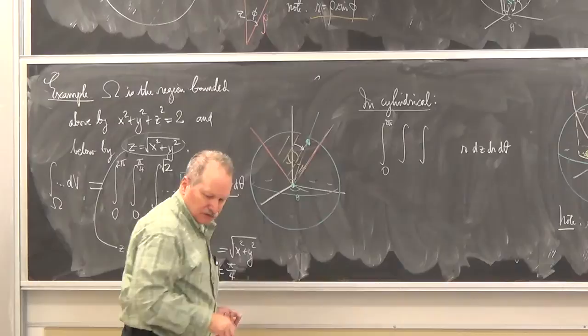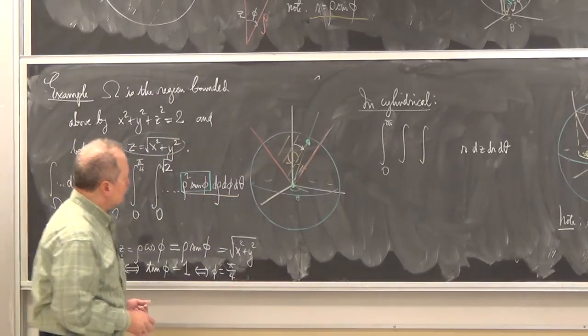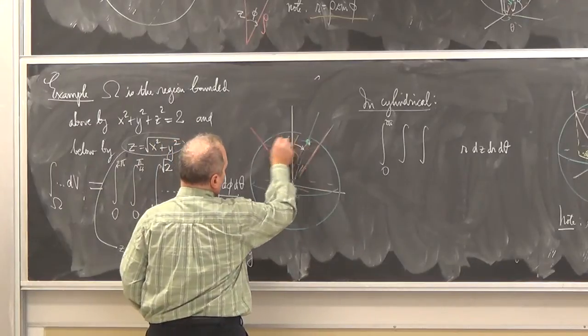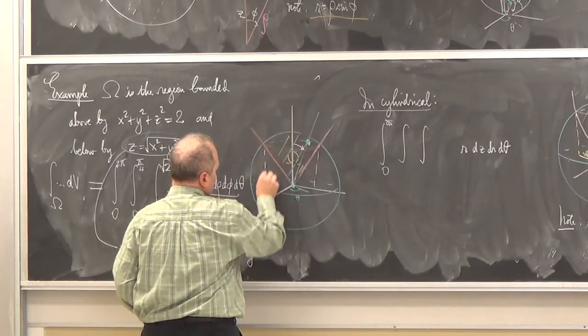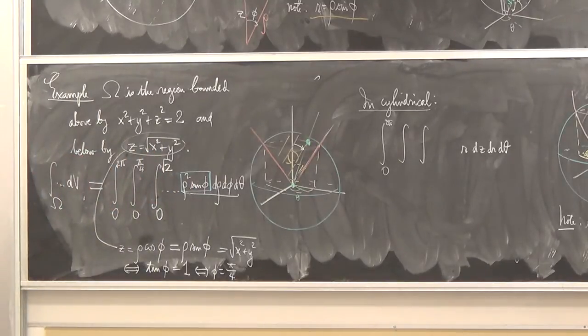0 to what? What determines the limit on R? How wide that cone is. The boundary where the cone intersects the sphere. You want that radius. So how do we find that? Just like what we did earlier. Well, z equals r.